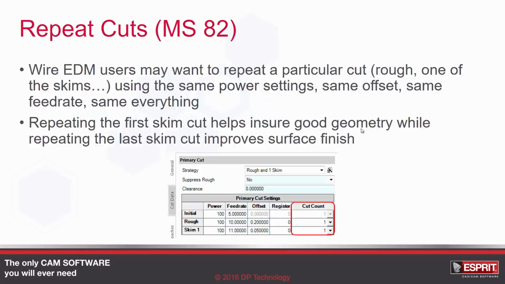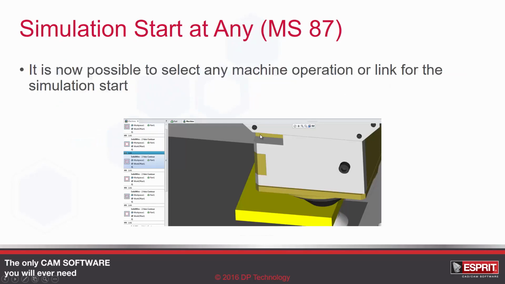In milestone 82, we were quite busy, as you can see. We also introduced the concept of repeating, or actually you can not only repeat an arbitrary cut, but you can also eliminate a cut. So you now have this cut count column, and for any of your rough or skim cuts, you can change the number and it will repeat everything. It will repeat the same power, the same offset, the same feed rate. And basically this helps you to either ensure good geometry or increase your surface finish.